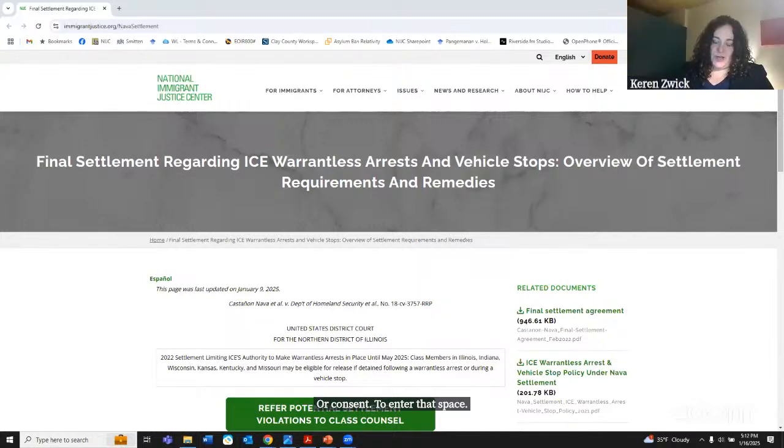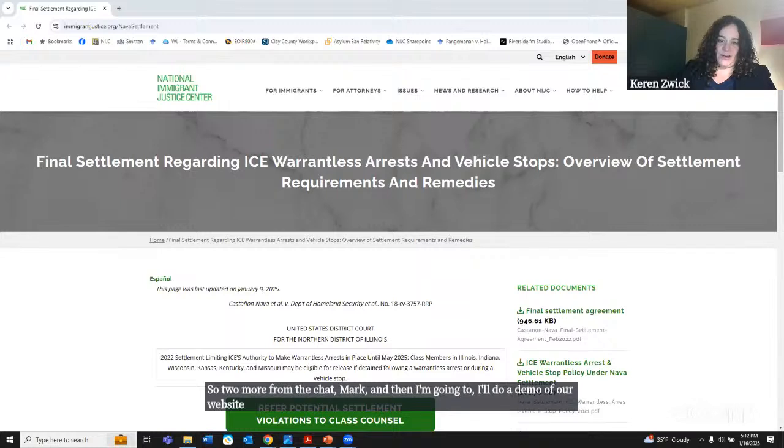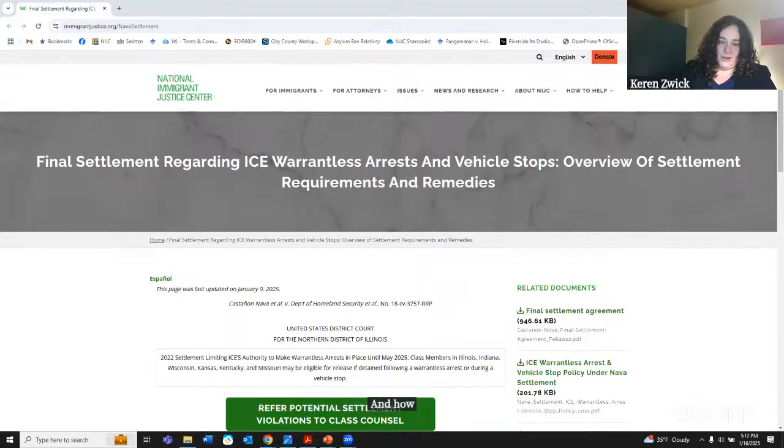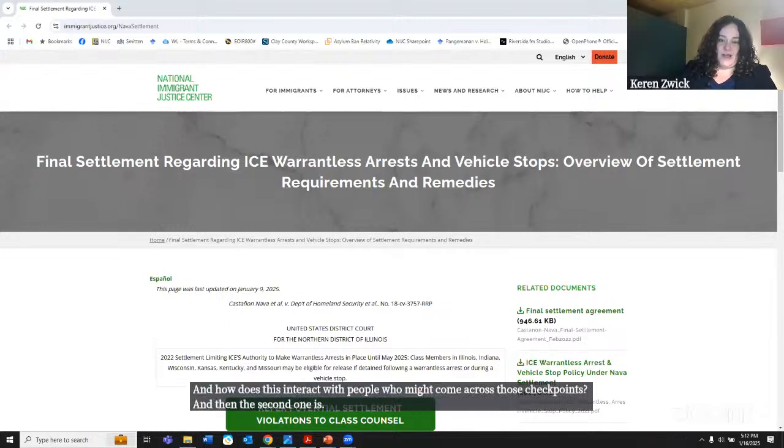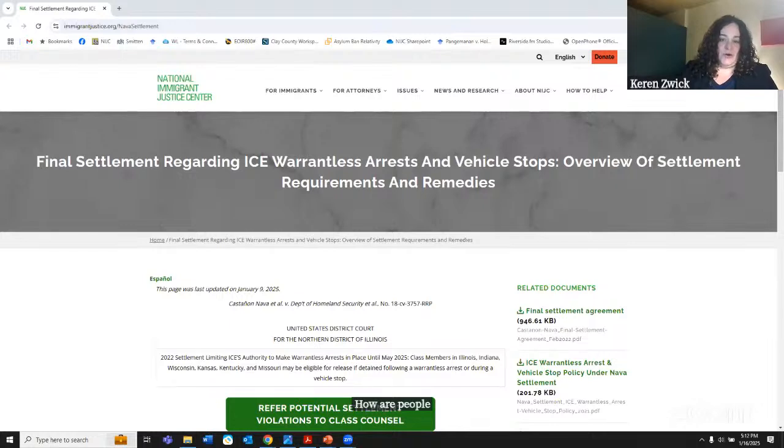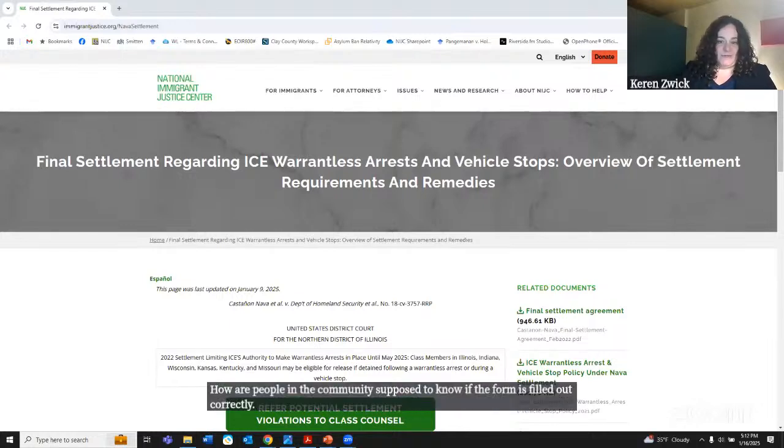So two more from the chat, Mark, and then I'll do a demo of our website. What happens if there's a sobriety checkpoint? And how does this interact with people who might come across those checkpoints? And the second one is how are people in the community supposed to know if the form is filled out correctly, especially if the person doesn't get the form?